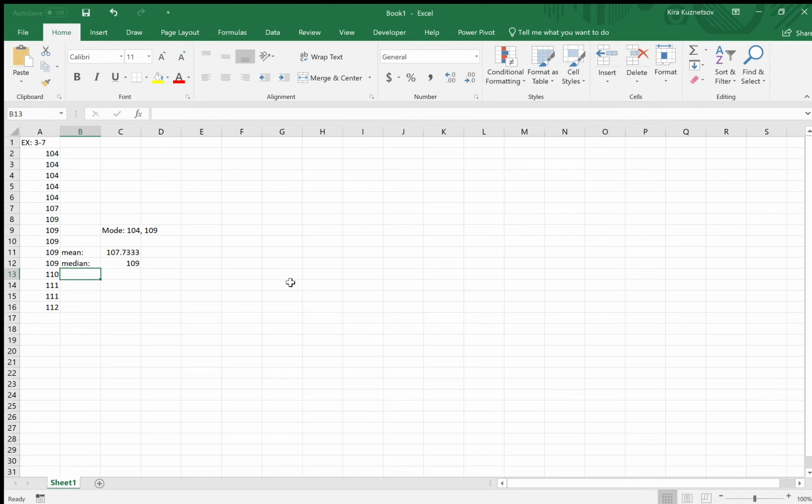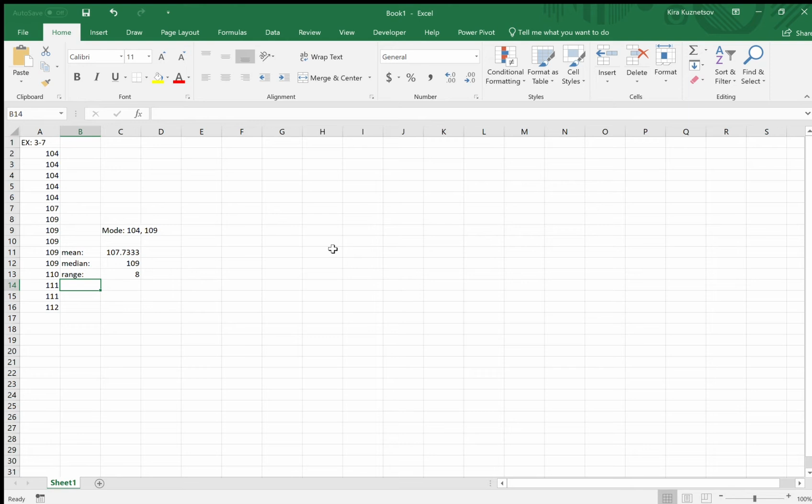So the first definition was a range. In order for me to find the range, I need to take the large value minus the small value. So 112 minus 104. Now, if you start with an equal sign, Excel can actually do math for you. So I pushed equals 112 minus 104. Oh, look at that. There's the 8. And on the top, you can actually see what the formula was.